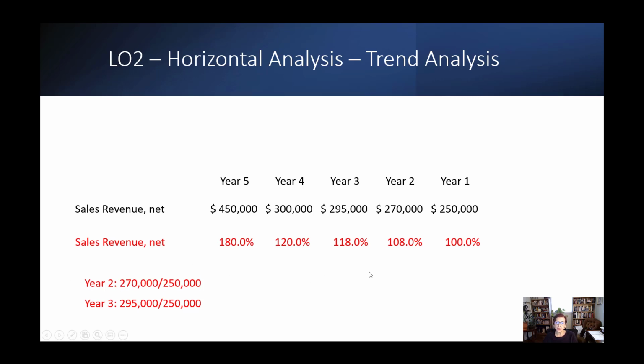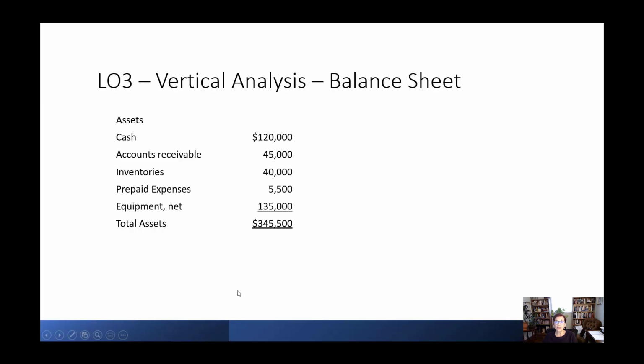So the trend is showing you all of the later years in terms of the base year. So we're saying our sales in year 4 are 120% of what sales were back in year 1. Okay. Now, let's take a look at vertical analysis.